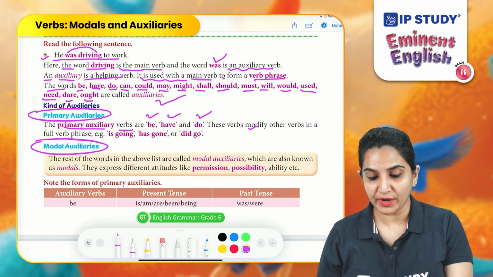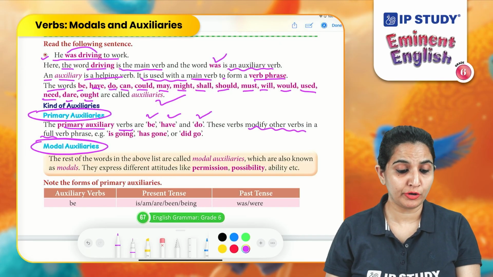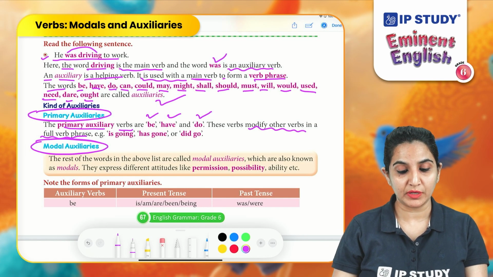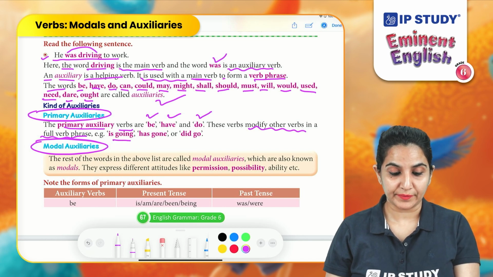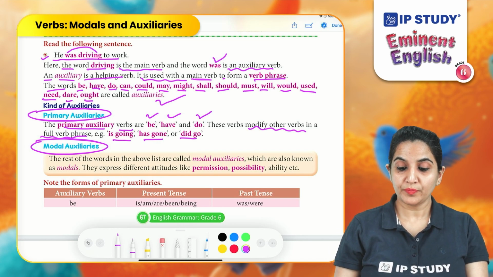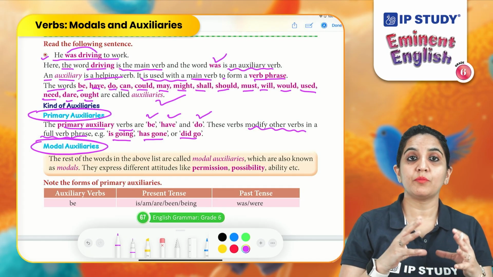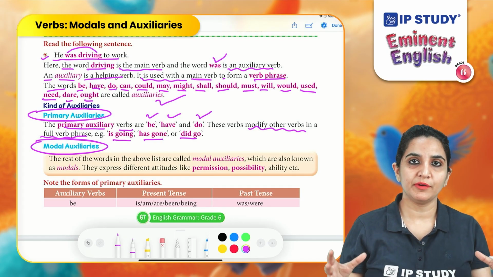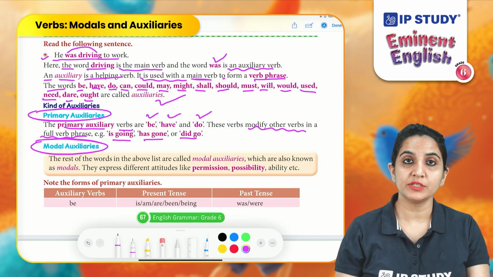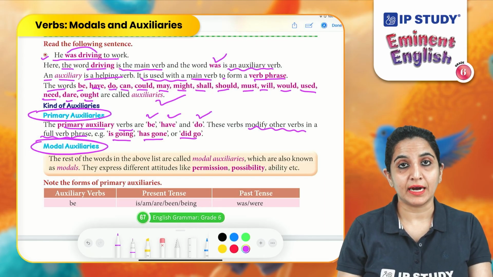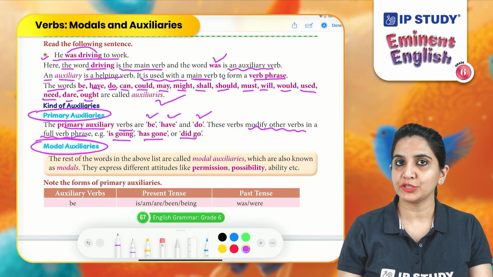These verbs modify other verbs in a full verb phrase. For example, is going, has gone, did go. So, these verbs modify the full verb phrase and they are called primary auxiliaries. They are be, have and do.